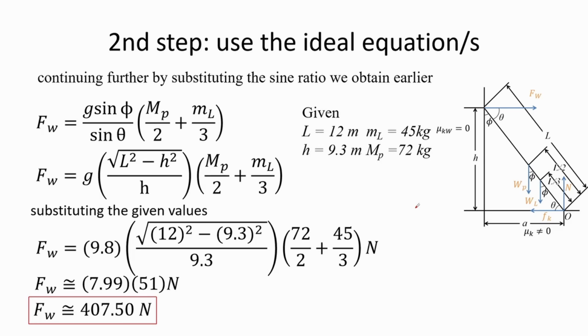Substituting the obtained function from the ratio of sine phi over sine theta, we have now an equation that we can use to determine the value of Fw. We then substitute the values from the given and we see that the force exerted by the wall is around 407 newtons.